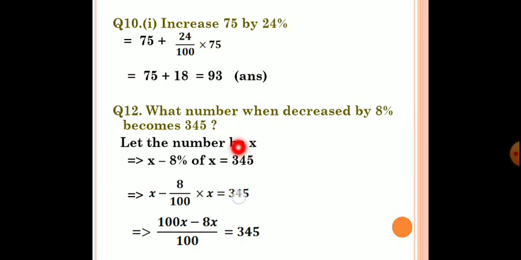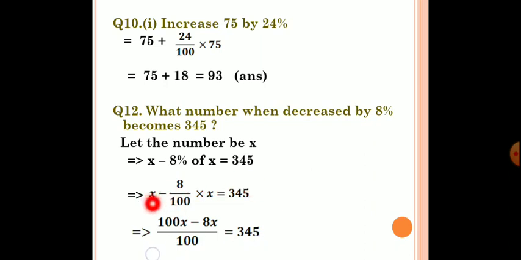Next, question number 12. What number when decreased by 8% becomes 345? So what number? That means we don't know the number. So let the number be x. So when the number is x, what will we do? According to the question, we will write the equation. That is x. It is said as decreased by 8%. So we will write minus. So x minus 8% of x, how much does it become? It is equal to 345. Now x minus 8% means 8/100 into x, which is equal to 345.